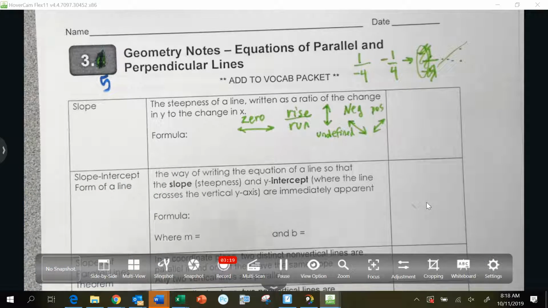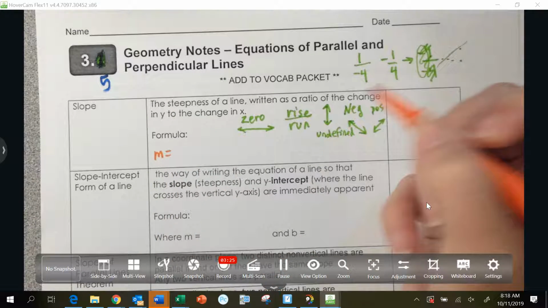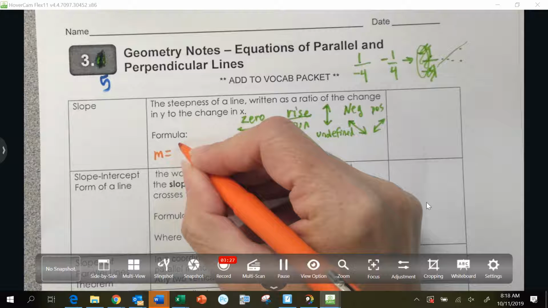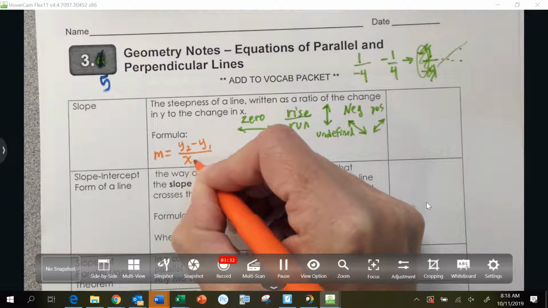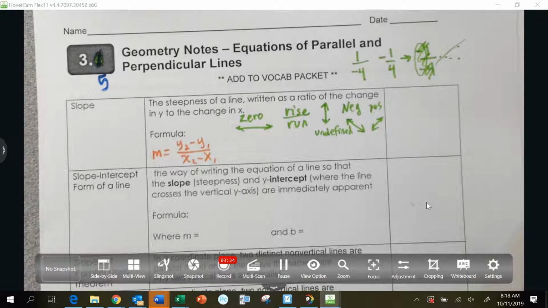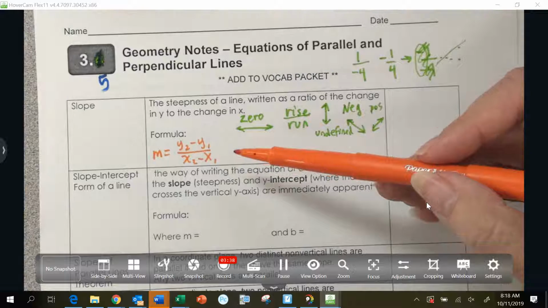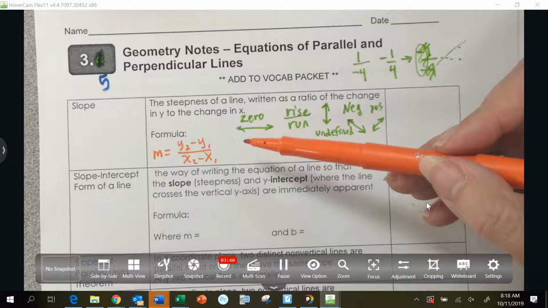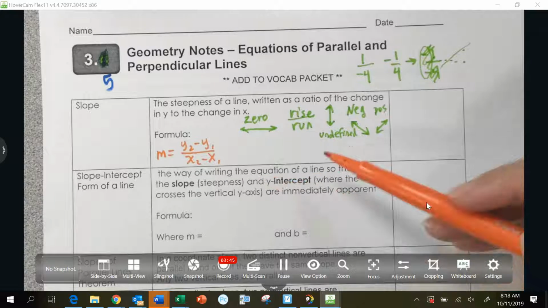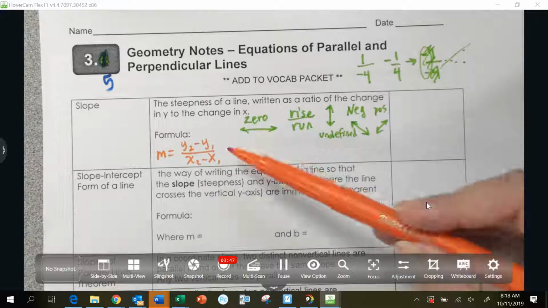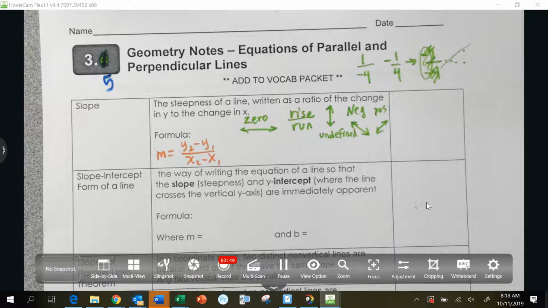This says formula though. Formula means we can plug in x's and y's. So our formula for the slope is the change in the y's divided by the change in the x: y2 minus y1 divided by x2 minus x1. When we were doing the distance formula, it also had x2 minus x1 and y2 minus y1, just in a different format. So if you're not looking at the graph to count rise over run, then you can just use this formula.